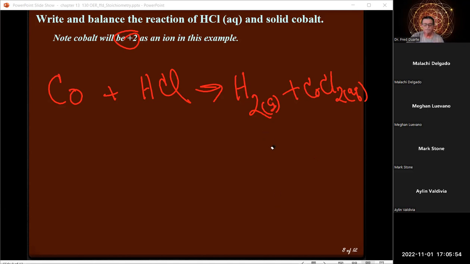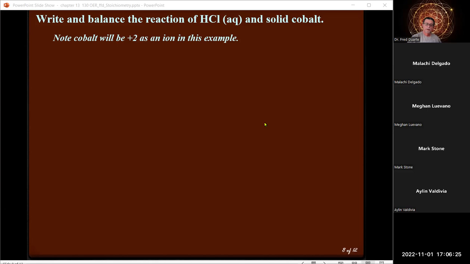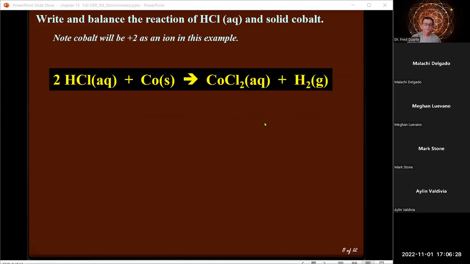All right, so now what we need is to balance it. If you look at the left-hand side, we have 1 chloride on the left and 2 on the right. What if we put a 2 there? So that balances the Cls, that balances the hydrogens, and the cobalts are good. So we have a balanced chemical reaction. Bam, there you go.